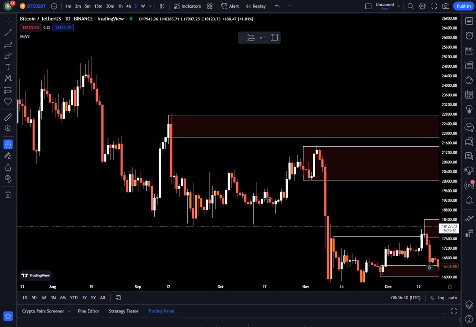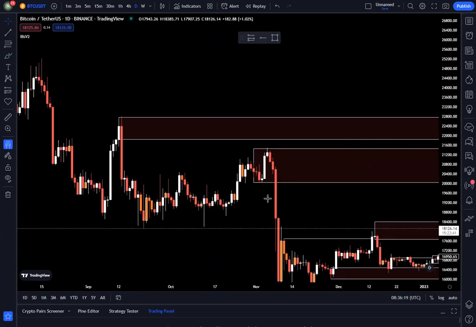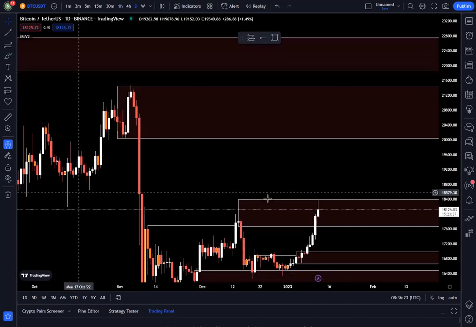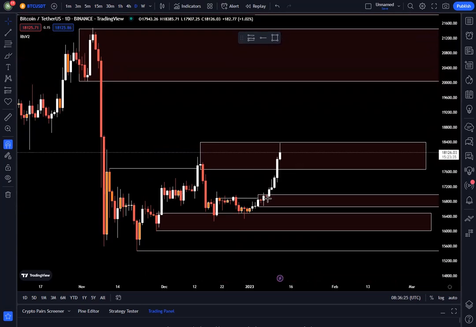There are two criteria. It has to be momentous. It has to have power. It has to move fast, or very fast. But the second one is more important to me, which is it has to break structure. There are more advanced things I'm seeing on the chart, but I don't want to talk about that, so that beginners or newbies watching this video don't get confused.